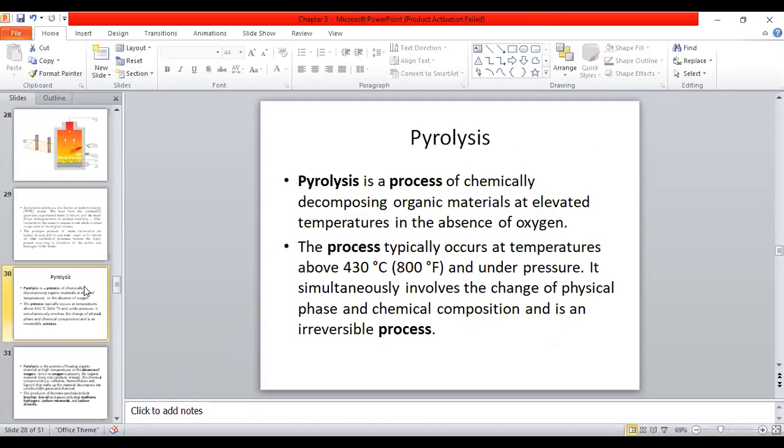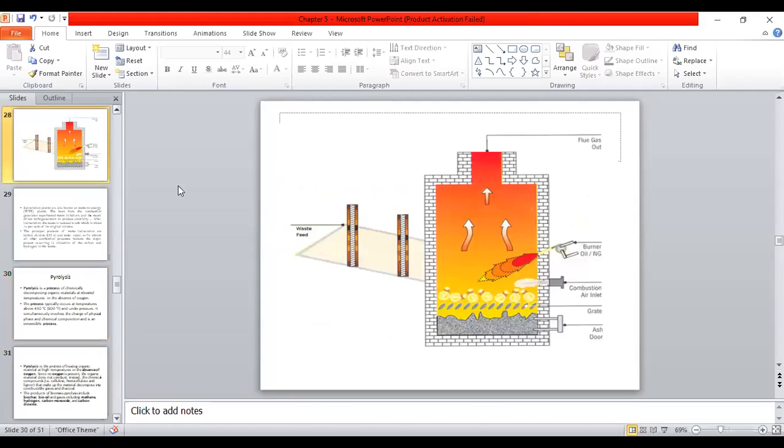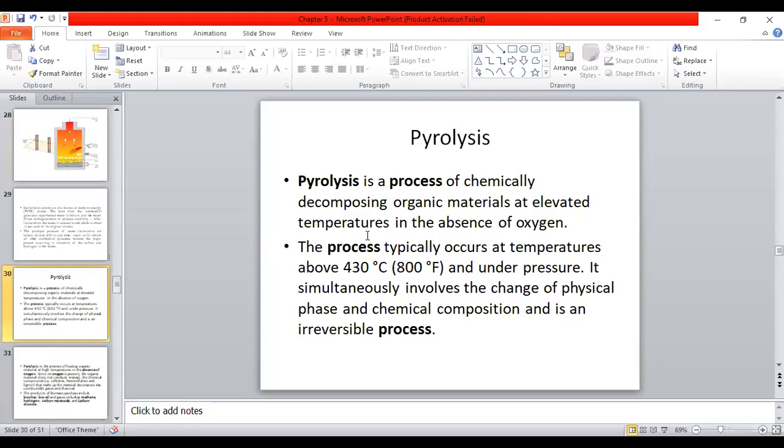Then the next one we have discussed is pyrolysis. Pyrolysis is a process of chemically decomposing organic material at elevated temperature in the absence of oxygen. Incineration is in the presence of oxygen and direct burning. Pyrolysis is in the absence of oxygen and indirect burning, at above 430 degrees Celsius. I have shown you the figure.